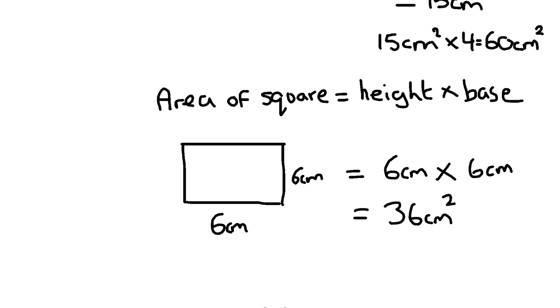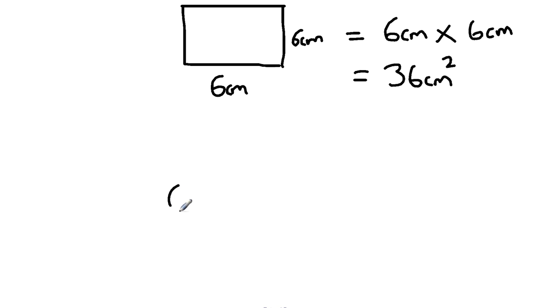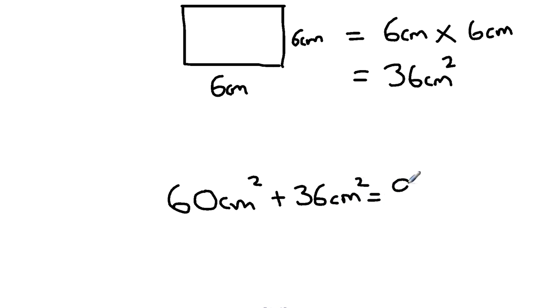I'm now going to add the total surface areas together. So it is 60 centimeters squared plus 36 centimeters squared equals 96 centimeters squared. Therefore, the total surface area of the pyramid is 96 centimeters squared. So that's our final answer.